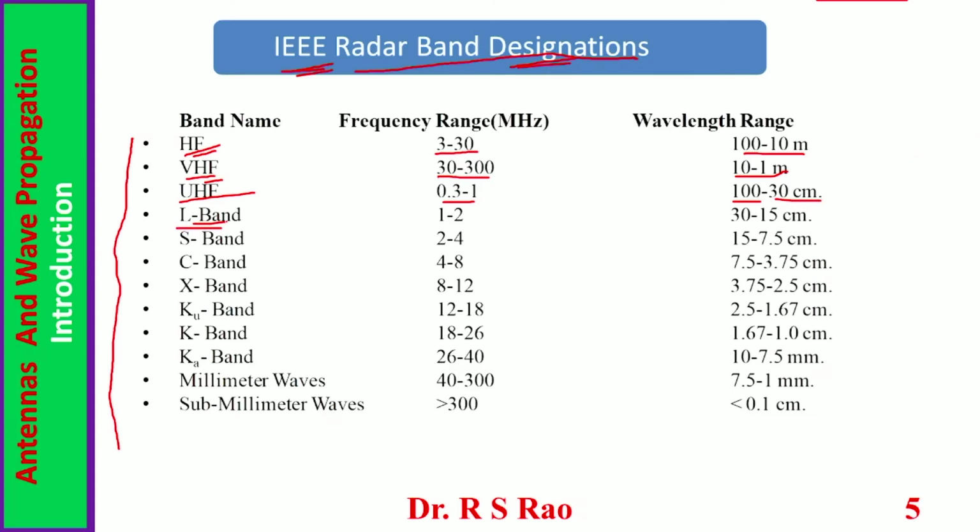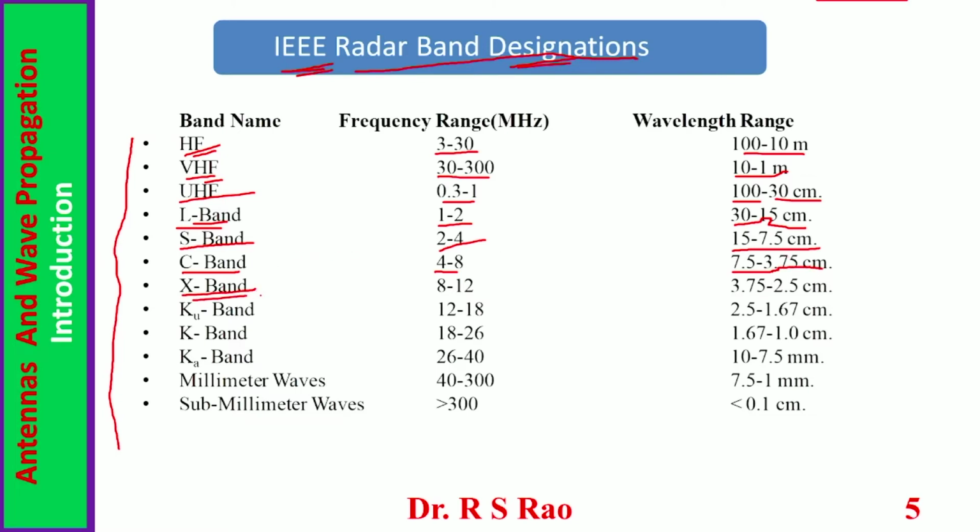L band is there. Its frequency range is 1 to 2 gigahertz. Wavelength range is 30 to 15 cm. There is an S band. Its frequency range is 2 to 4 gigahertz. Wavelength range is 15 to 7.5 cm. Then there is a C band. Its frequency range is 4 to 8 gigahertz. Wavelength range is 7.5 to 3.75 cm.